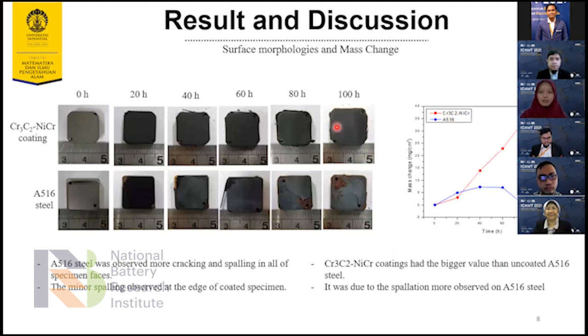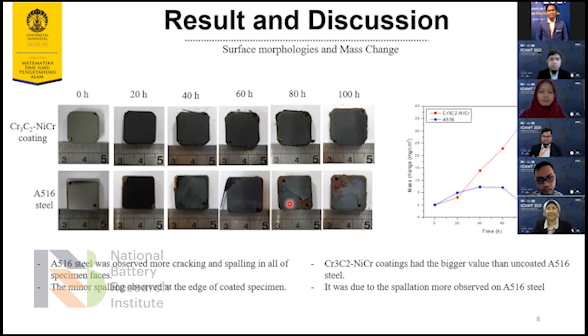And then this is the result. The first figure shows the surface morphologies of the sample. This figure shows surface morphology at different exposure durations from 0 hours until 100 hours. Cracking and spallation were observed in uncoated and coated substrate. However, on uncoated substrate, there were more cracking and spallation observed in all of the specimen faces. We can see from the figure that all of the faces of the specimen have spallation.